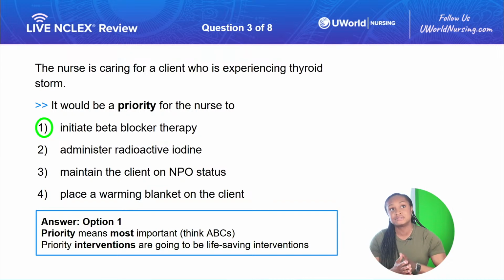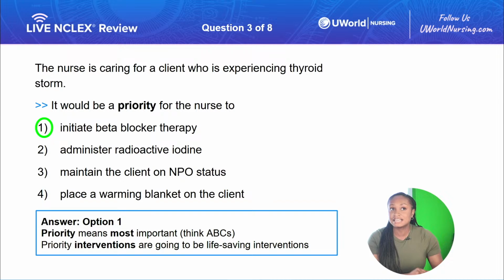One way we do that is initiating that beta blocker therapy, but also doing cooling measures like cooling blankets or cooling IV fluids. Options 2, 3, and 4 are incorrect. Option 2, we could do this, but this is not the priority. This isn't the one that's going to work the fastest. Radioactive iodine does help treat hyperthyroidism, but it's not our quickest action. This is more going to be a long-term type of treatment.